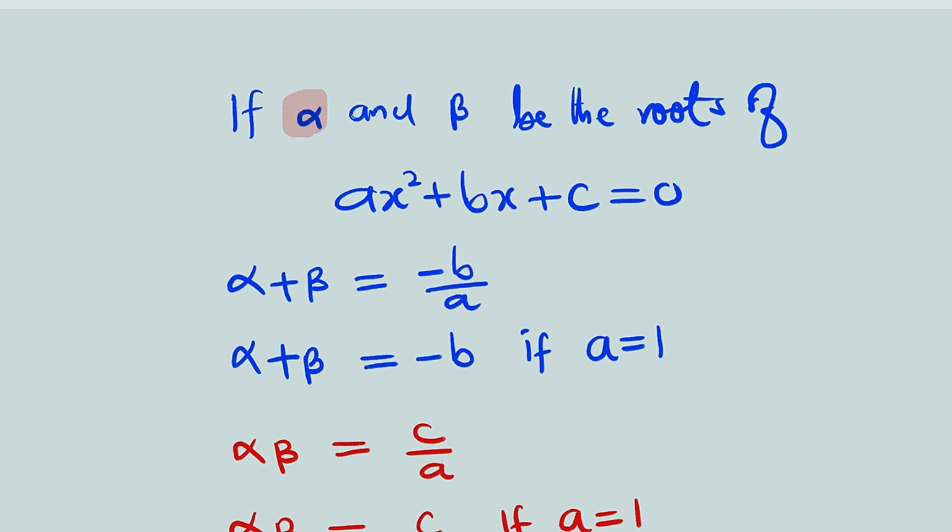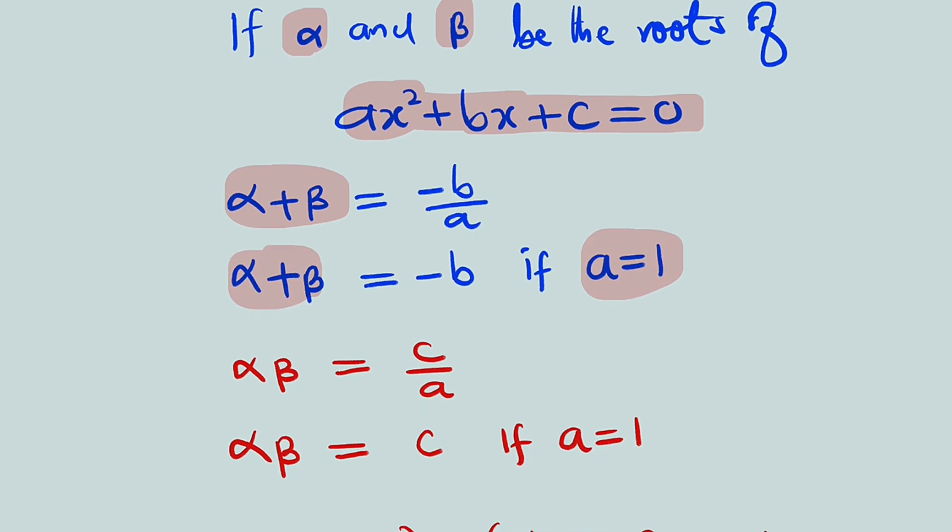Remember that if alpha and beta are the roots of the quadratic equation ax squared plus bx plus c equal to 0, which is the general form of any quadratic equation, then if you add the 2 roots together, alpha and beta, you have to get negative b divided by a. B is the coefficient of x, while a is the coefficient of x squared. This is always true. And if the leading coefficient is 1, definitely the sum will just be equal to negative b.